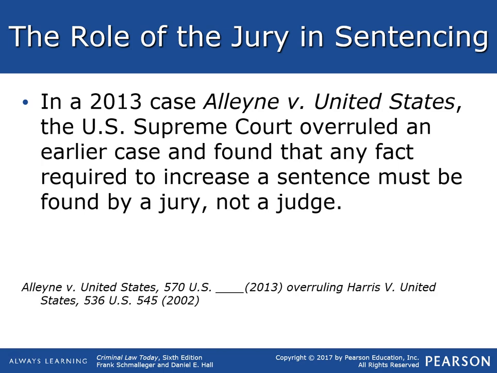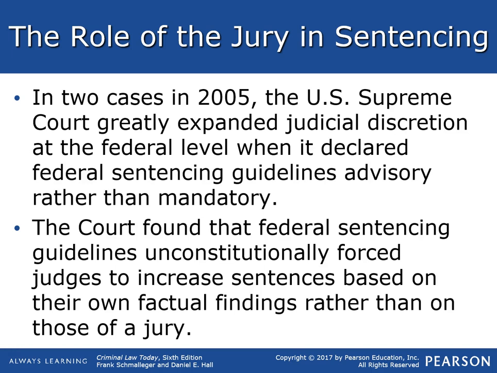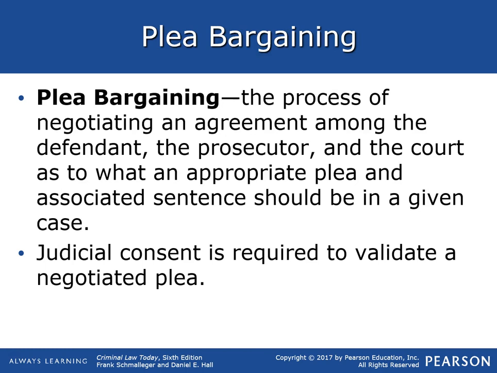Now, in 2013, again, we had that case of Alleyne versus United States, where the U.S. Supreme Court overruled an earlier case and found that any fact required to increase a sentence must be found by a jury, not a judge. So again, a couple of interesting things. Now, in two cases in 2005, the U.S. Supreme Court greatly expanded judicial discretion at the federal level when it declared federal sentencing guidelines advisory rather than mandatory. And the court found that federal sentencing guidelines unconstitutionally forced judges to increase sentences based on their own factual findings rather than those of a jury. So a couple of cases to talk about there.